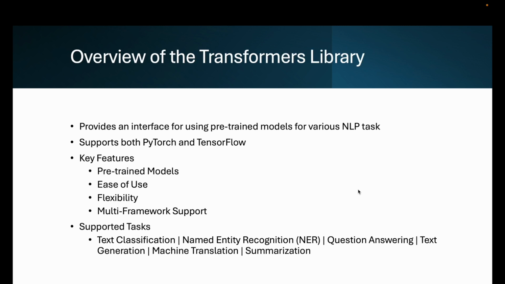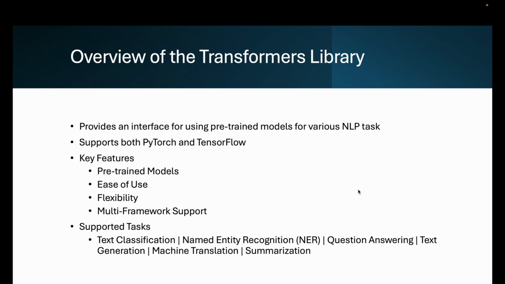Next, we're going to look at an overview of the Transformers library. The Transformers library by Hugging Face provides an interface for using pre-trained models for various NLP tasks. It supports both PyTorch and TensorFlow, making it versatile for different machine learning workflows. Some of the key features are pre-trained models, where you get access to thousands of pre-trained models for tasks like text classification, generation, translation, and more.